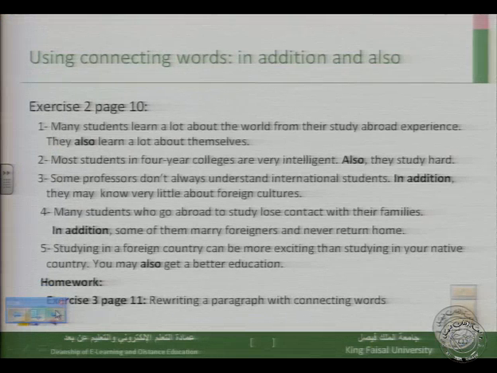Let's look now at the slides. Okay, let's look at the slide in which we have the correction. Exercise 2, page 10. The correction is in number 1. We said that many students learn a lot about the world from their study abroad experience. They also learn a lot about themselves. Number 2, we use it also. We used it at the beginning of the sentence with a capital and a comma after it. Okay. So here, most students in 4-year colleges are very intelligent. Also, they study hard.